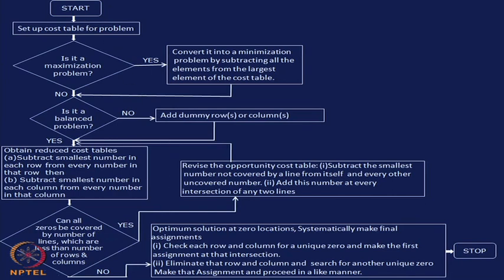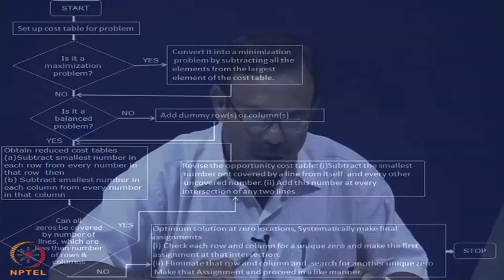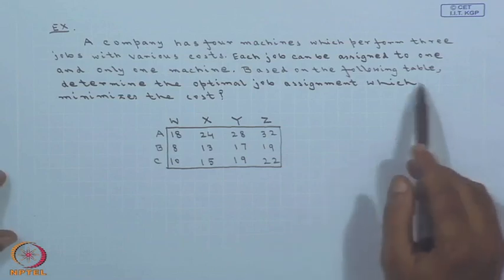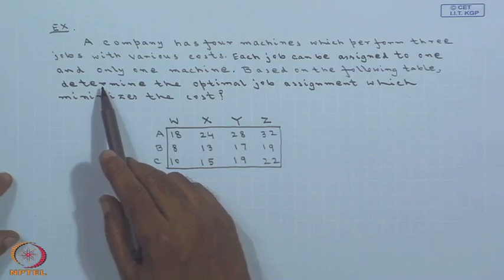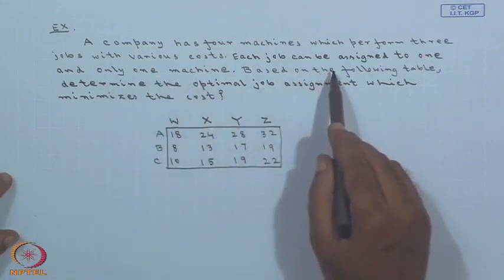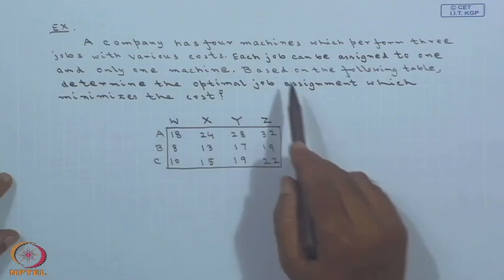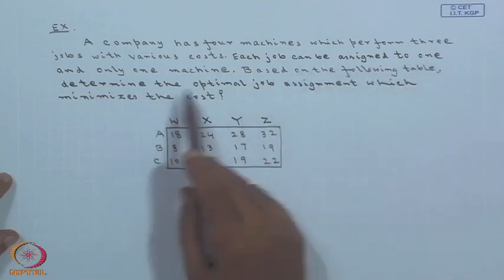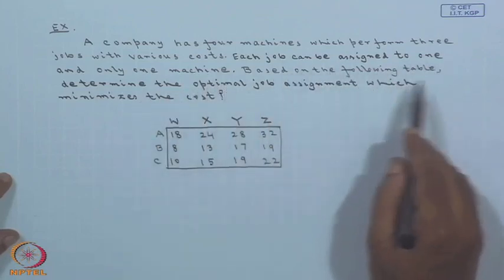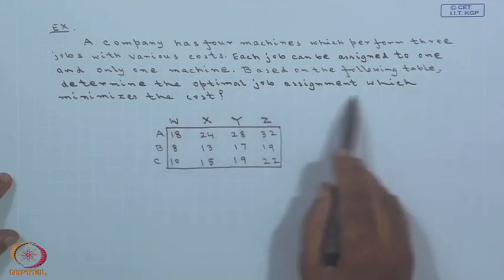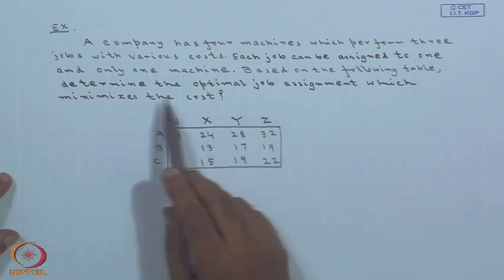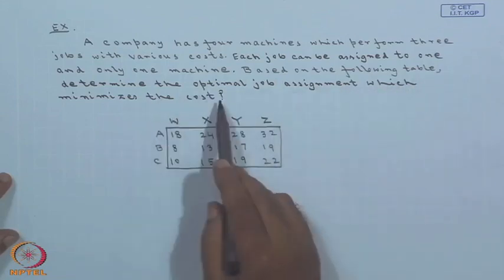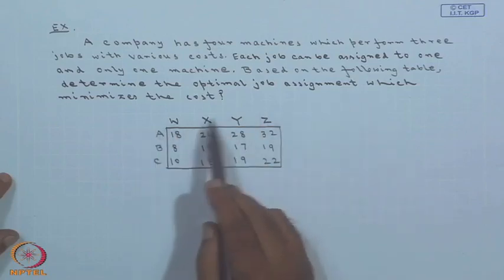Now, let us take one example for this one. You see this, a company has 4 machines which perform 3 jobs with various costs. Each job can be assigned to one and only one machine. Based on the following table, determine the optimal job assignment which minimizes the cost.